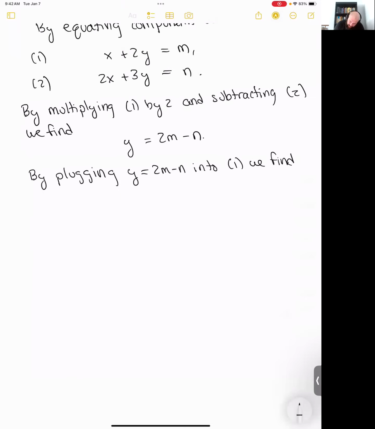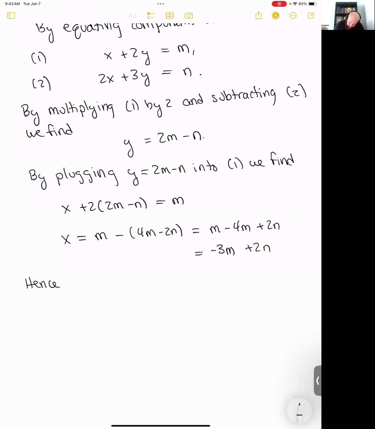So by plugging that in, we get x plus 2 times (2m minus n) equals m. So we can solve this now. We get x is equal to m minus 4m minus 2n, which is equal to what? m minus 4m plus 2n, which is equal to minus 3m plus 2n.